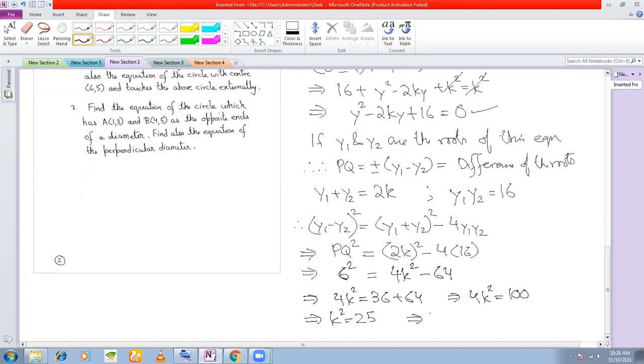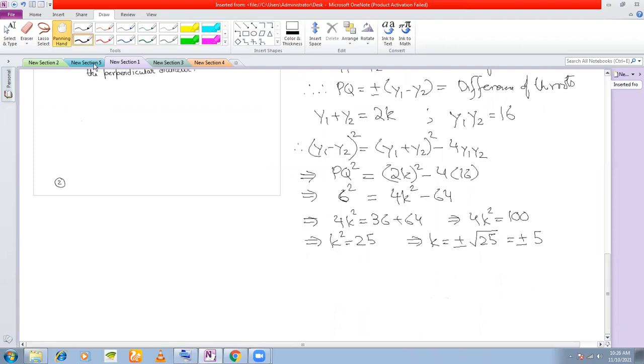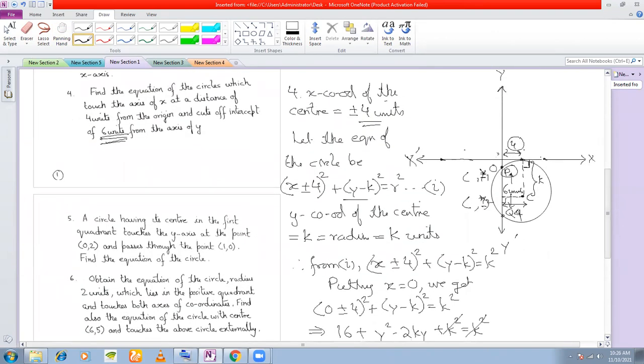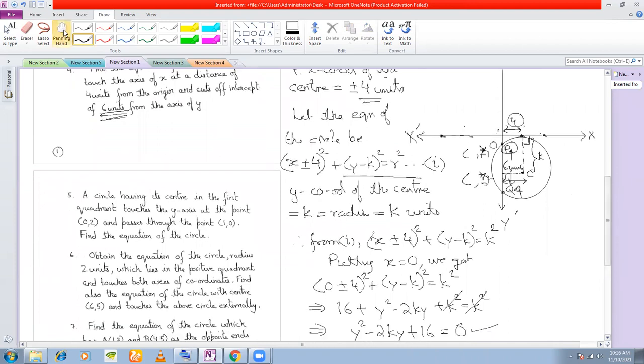That means what is the value of k here? Plus or minus, because k is the y coordinate, so you take both the signs. You can take both the values, k = ±5. So what is the equation of the circle here? What was the equation of the circle we had started with? We had started with (x ± 4)².